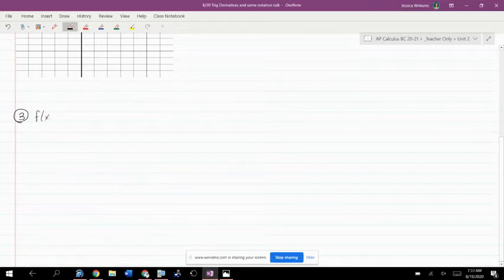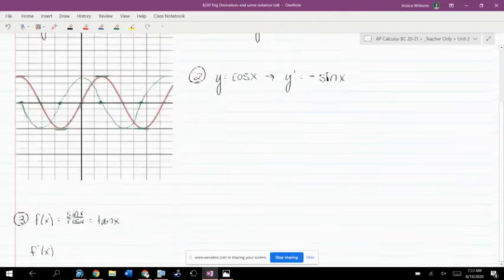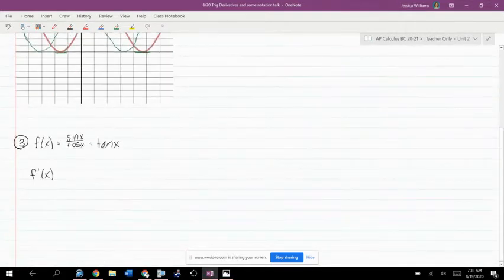Tangent we're going to think of as sine over cosine. And we're going to go find its derivative using quotient rule, which you learned on Tuesday. So I haven't thrown any new notation at you yet. I'm still just using our primes. But notice up here I used y prime. Here I'm using f prime. I'm going to try to use everything interchangeably.